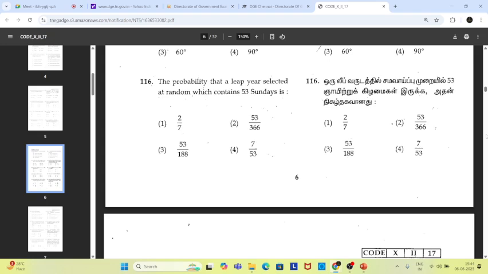Yes, sir. Okay. You read the question. This is a little difficult question, but you can do it. The probability that a leap year selected at random contains 53 Sundays is.